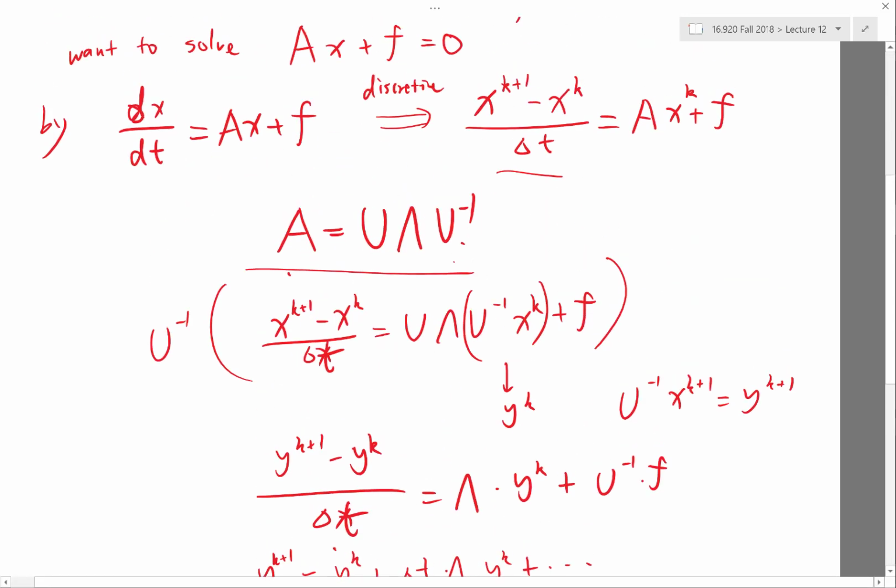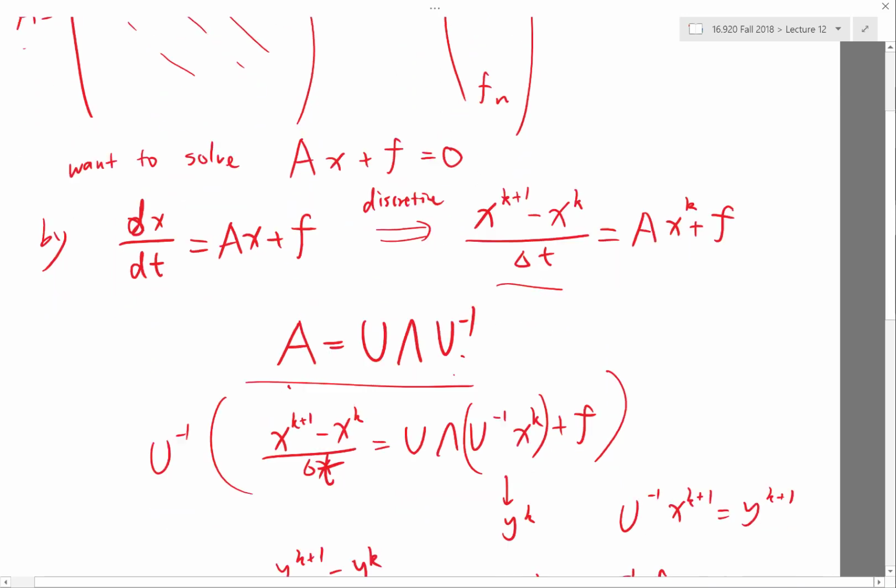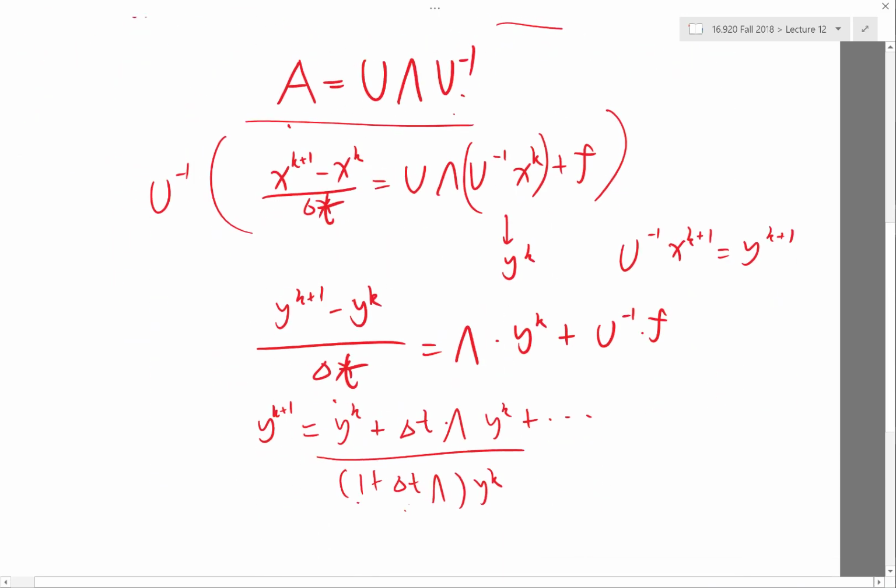Well, okay, so let me first say here, all the lambdas here are negative. Okay, so if you look at A here, as long as 1 plus delta t times lambda is not less than minus 1, I'm going to be having a non-divergent scheme. But is that what I want?